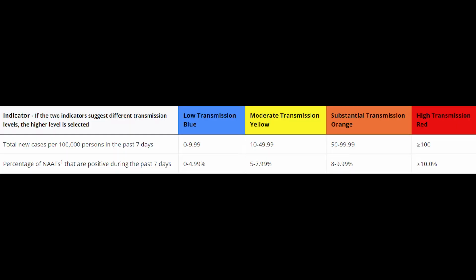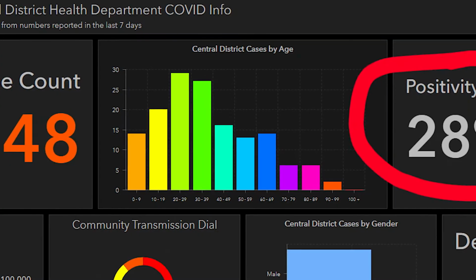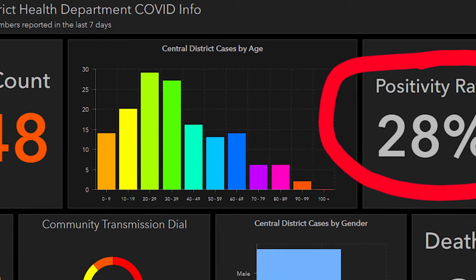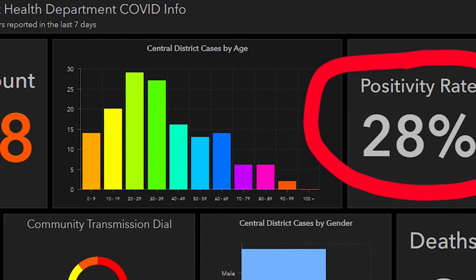The first measure is the positivity rate, and the positivity rate is simple to calculate. We take the number of positive tests reported into our system and we divide it by the actual number of tests done. So if we have 20 positive tests out of 100, our positivity rate is 20%. So we change that every week on Mondays so that you can see where we are and if we're making progress.